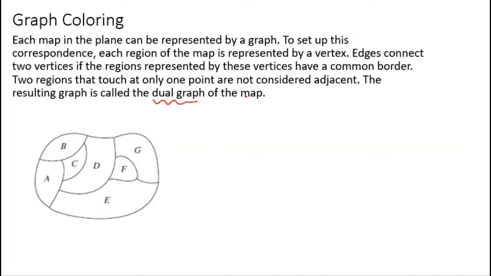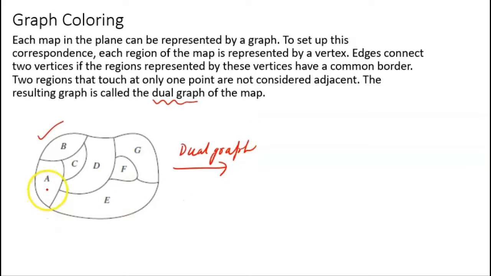Possibly you might not have understood the idea here. So to make the idea clear, I have taken this example. This is a map given, right? And suppose I want to color this map. Before I color this map, I want to change this map into its dual graph, right? So how is the dual graph obtained?